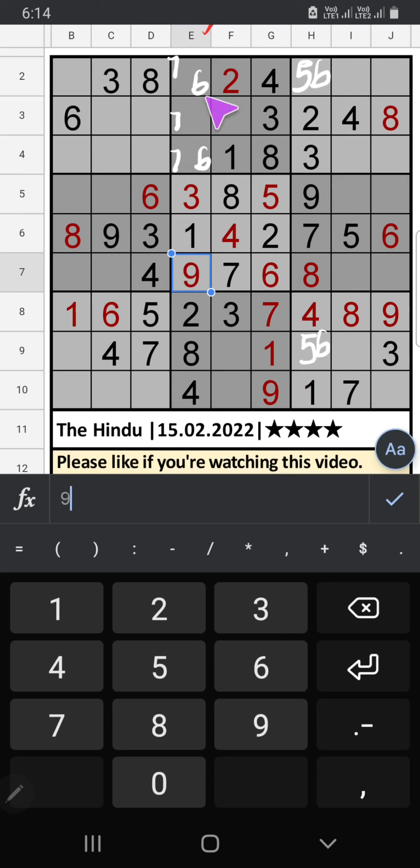Column E, 3 numbers are remaining, 7, 6, 5. It will come in any one of the cells, we will confirm later. Then second grid, only one number is remaining, 9. 9 is confirmed here. Column F, only 2 numbers are remaining, 5 and 6. It will come in any one of the cells, we will confirm later.